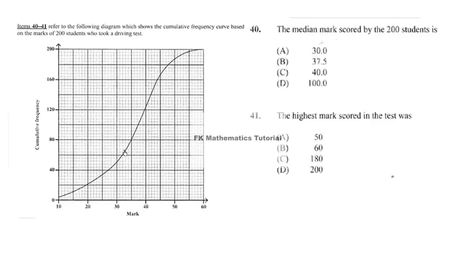Items 40 to 41 refer to the following diagram, which shows the cumulative frequency curve based on the marks of 200 students who took a driving test. So we are to find the median mark of the 200 students. So the median mark is given by half of the total frequency occurrence.